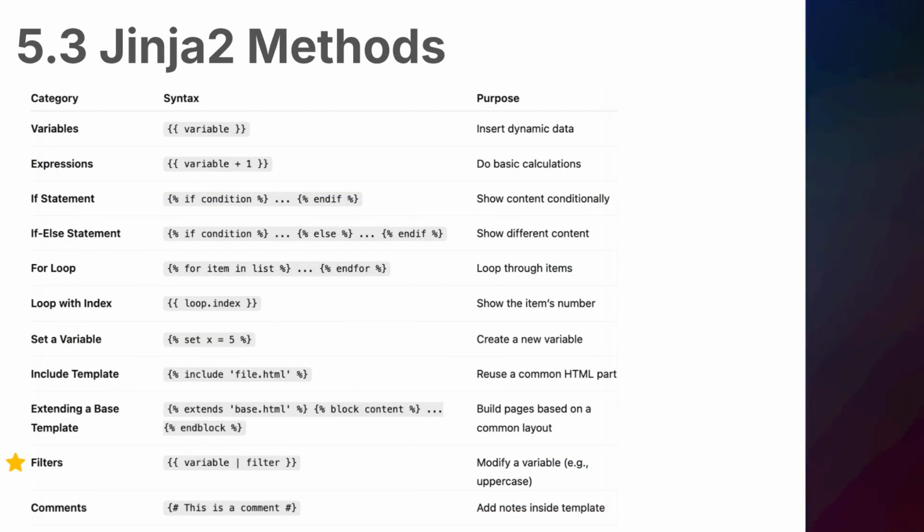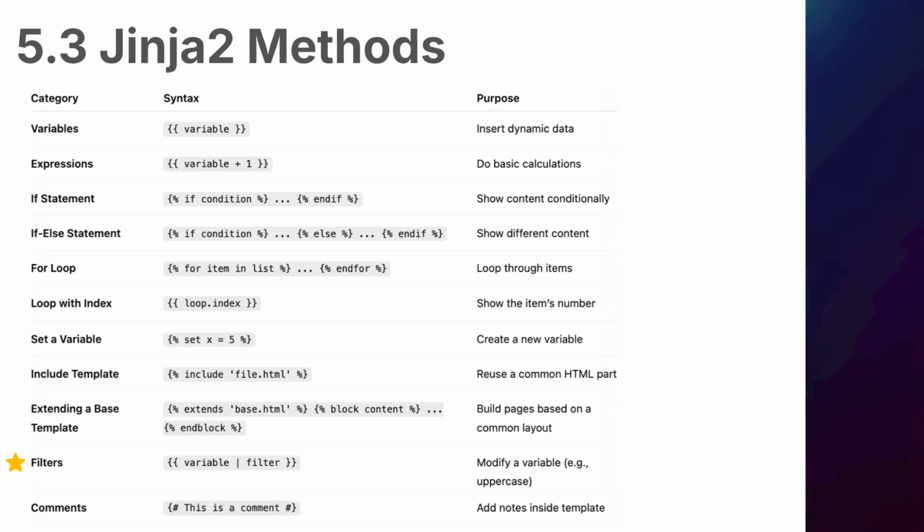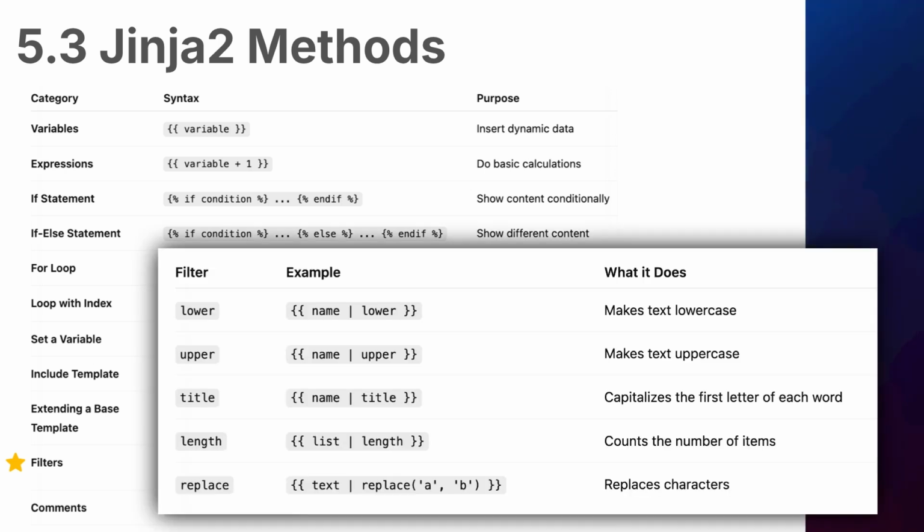Next, filters. A pipe symbol is used to apply a filter to a variable. A filter modifies or processes the variable before displaying it. These are the commonly used filters.